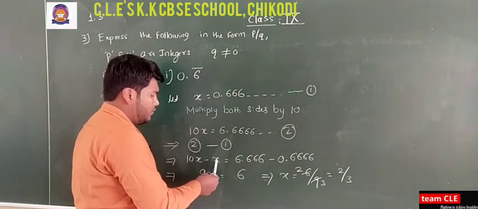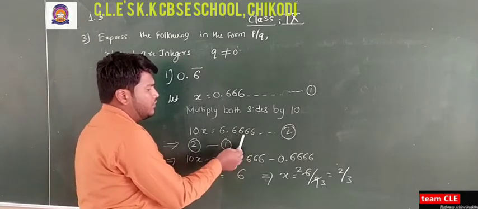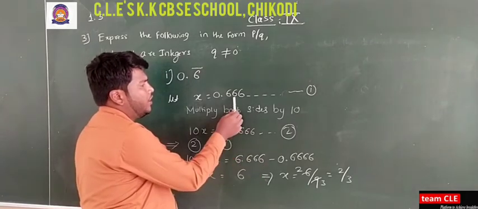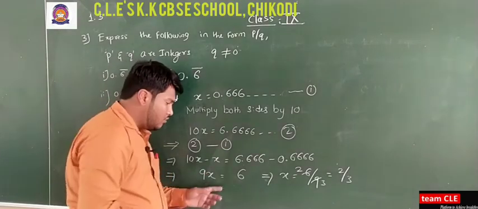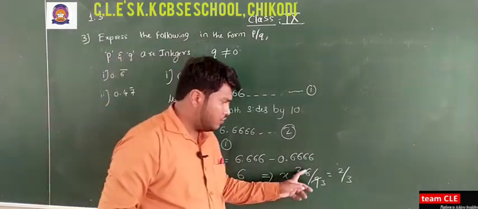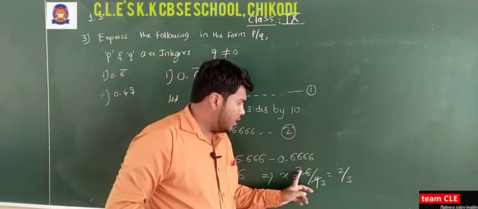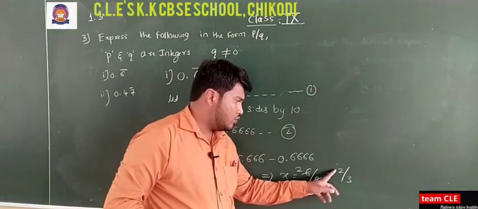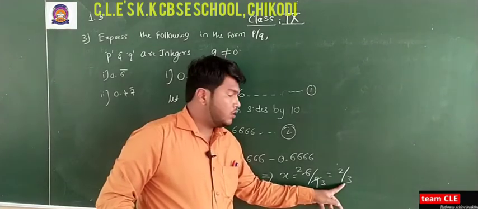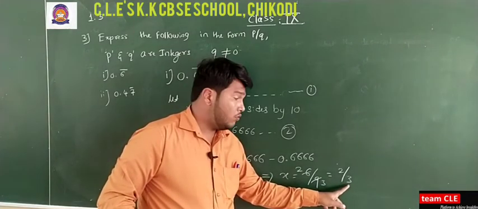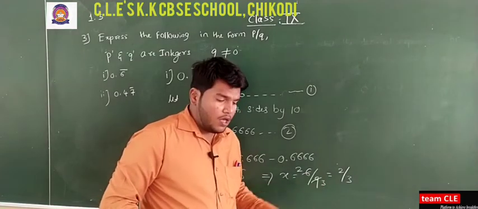Next step, that is equation 2 minus equation 1, that is 10x minus x, which is equal to 6.666 minus 0.666. So 10x minus x, you will get 9x, which is equal to 6. So x is equal to 6 by 9. Again 3 2s are 6, 3 3s are 9. So 2 by 3. 2 by 3 can be expressed in the form of p by q, where 3 is not equal to 0, meaning q is not equal to 0. Hence we can say it is a rational number.